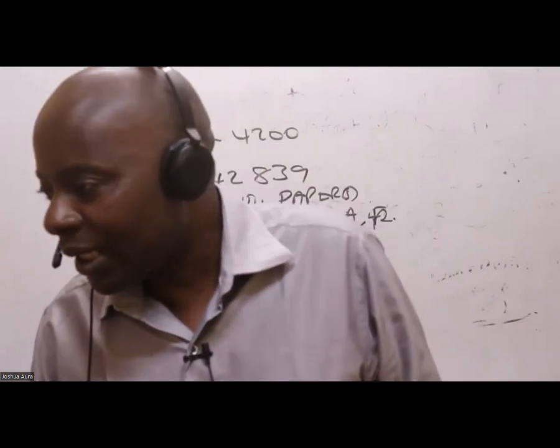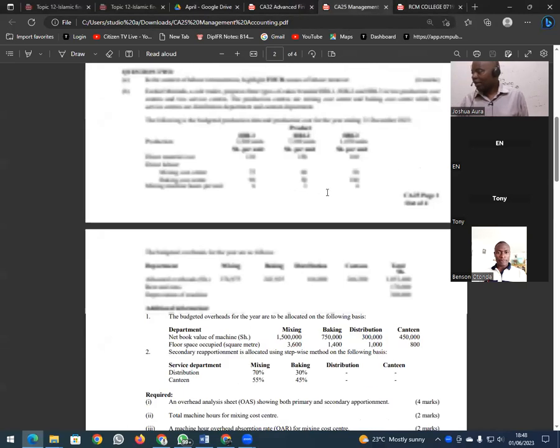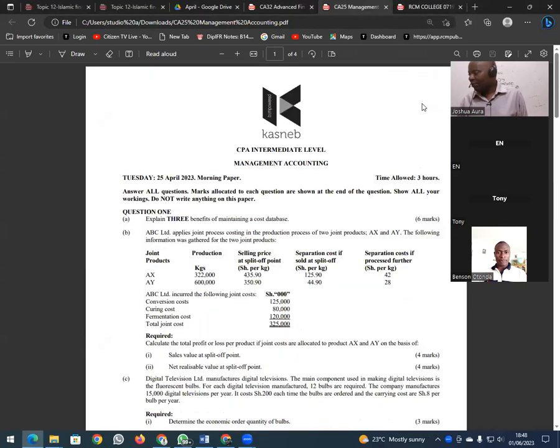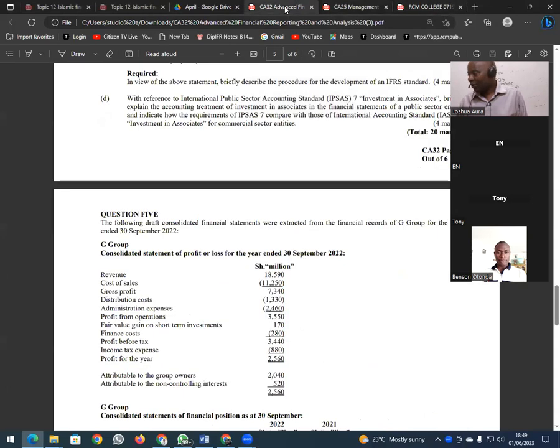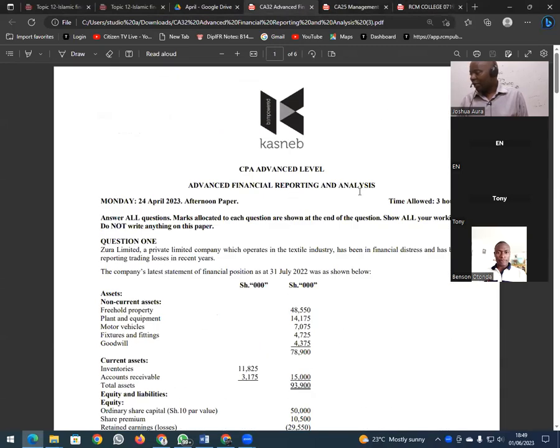Great. So then I will be able to share this screen here and go to this paper. This paper, that is the April 2023 morning paper. No, this is management accounting. I want advanced financial reporting. Yes, so advanced financial reporting and analysis. So then what do we have?